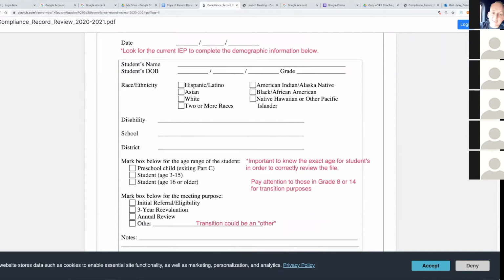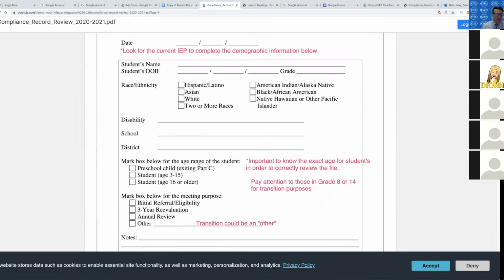It's important to know the exact age for a student in order to correctly review a file, especially when that student is in grade 8 or is age 14 for transition purposes. We also need to know when that student is age 16, because that kicks us into some things that we need to know as well. I would remind everyone that when we're looking at these files, there's certain things that we want to look at. We need to make sure that we're looking at the correct information. We've got the correct age, we've got the disability, and those types of things.